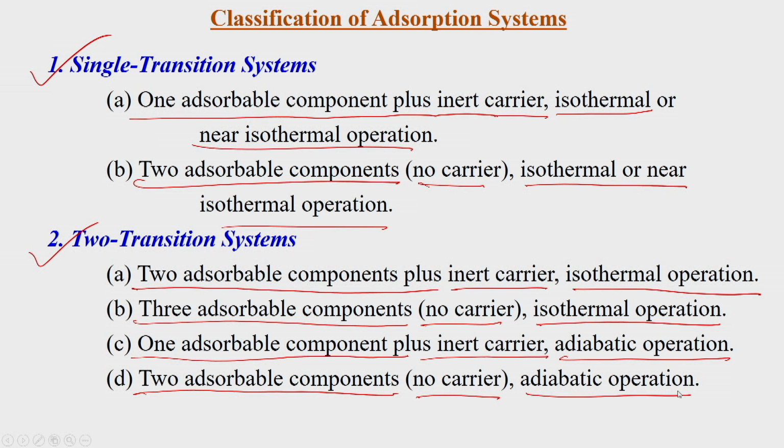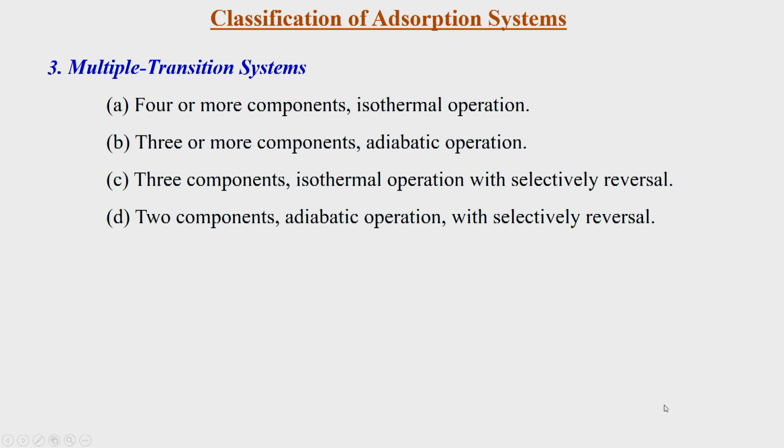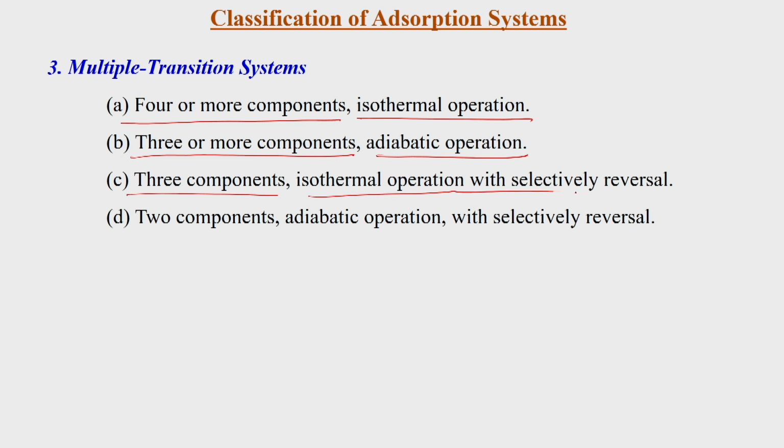These are for two transition systems. For multiple transition systems we have 4 or more components with isothermal operation. Second type is 3 or more components with adiabatic operation. Third type is 3 components, isothermal operation with selective reversal, and fourth is 2 components, adiabatic operation with selective reversal. So there are these 4 types of multiple transition systems.